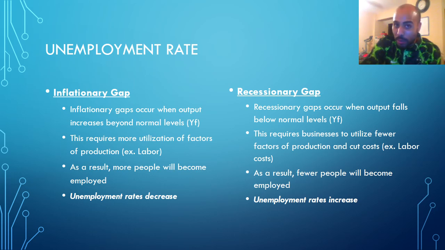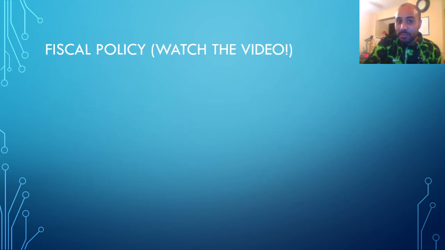That's an important thing to remember. Unemployment goes down in an inflationary gap. Now, in a recessionary gap, the opposite is true. That's when output falls below the normal level, YF. This means businesses are requiring fewer of their factors of production. They're not utilizing as much labor or as much land or as much capital, and for that reason, a lot of people lose their jobs. So unemployment rates increase during the recessionary gap, just like we would expect to see unemployment increase during a recession of the business cycle.